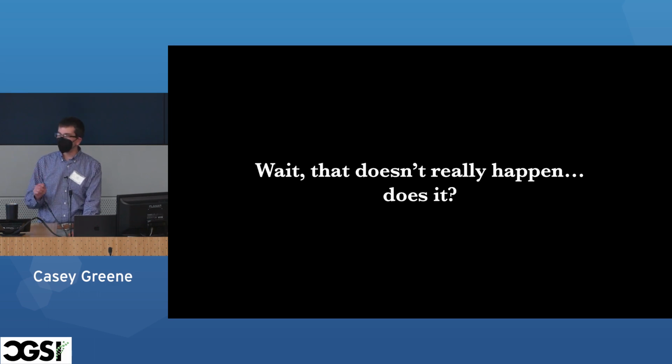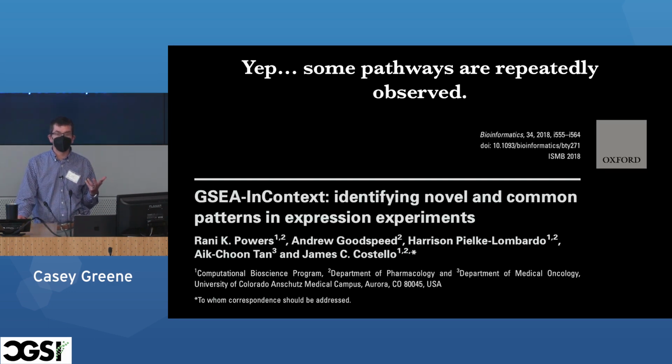But I have disappointing news for you, which is that this does happen. So there are some pathways. This is looking at RNA-seq. Actually, I think this paper is looking at microarray experiments, but essentially the same thing. You look at how genes are expressed across the genome. And there are some pathways that are repeatedly observed as differentially expressed, regardless of what the experiment was.